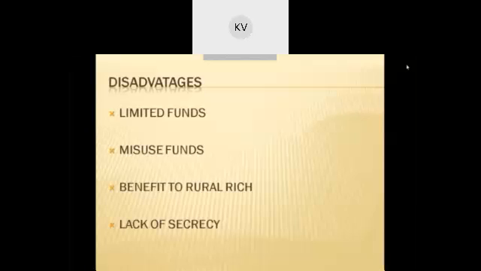And then disadvantages. Limited funds. Cooperative societies have limited membership and are promoted by the weaker sections. The membership fees collected are low. Therefore, funds available with the cooperatives are very limited. The principles of one man, one vote and the limited dividends also reduce the enthusiasm of the members.